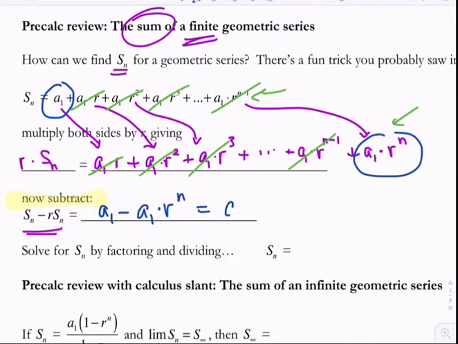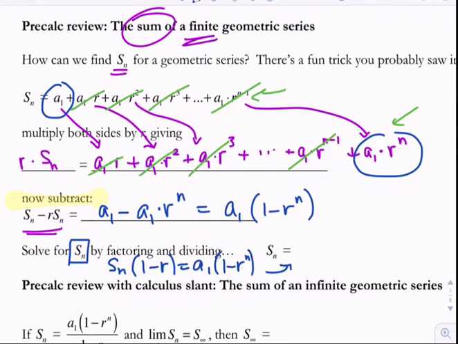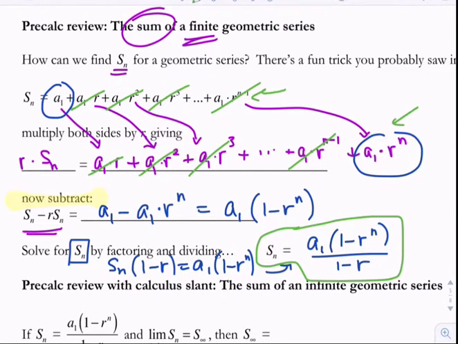Okay. I can factor out an a1. So I'm going to solve for Sn. That's my whole plan. So on the left, I can factor out an Sn. Right side stays the same. And solve for Sn by dividing. So Sn equals a1, 1 minus r to the n, over 1 minus r. And this may be a formula you know from pre-calc. This is the sum of a geometric series. It's the sum of the first n terms, right?